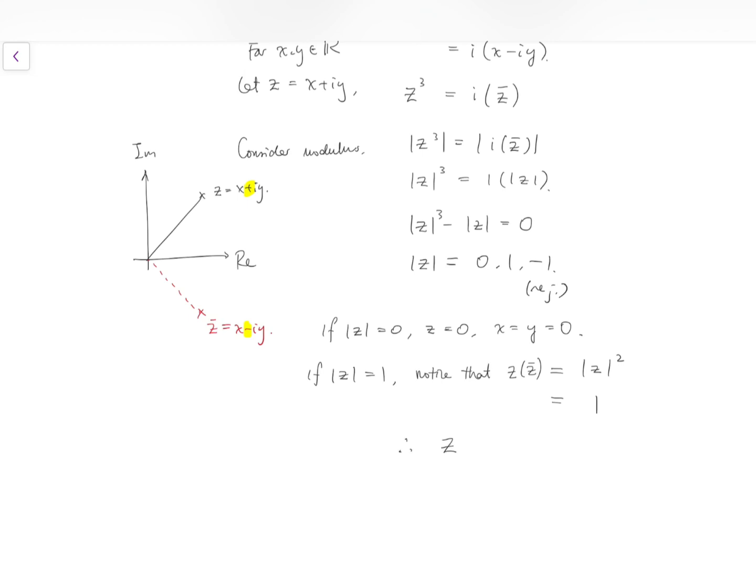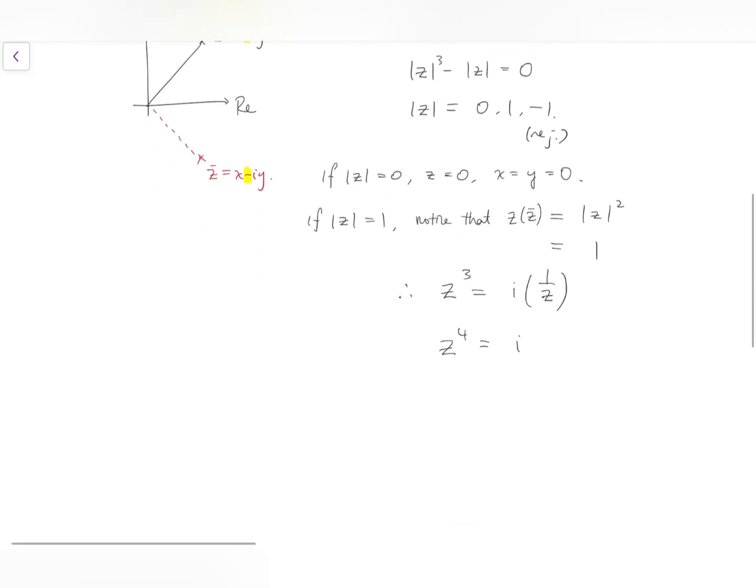So therefore, going back to the equation that z cubed equals i times the conjugate of z, we can say that z cubed is equal to i times 1 over z. And so this equation is purely on the complex number z. And now we have z to the power 4 equals i.